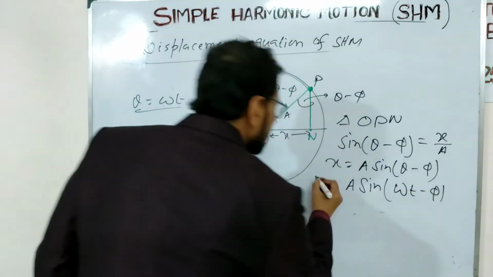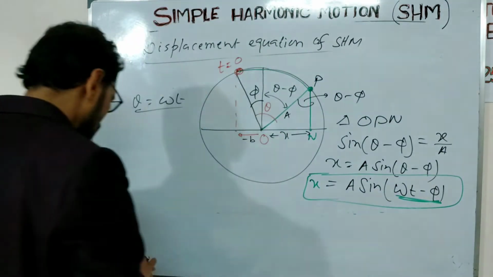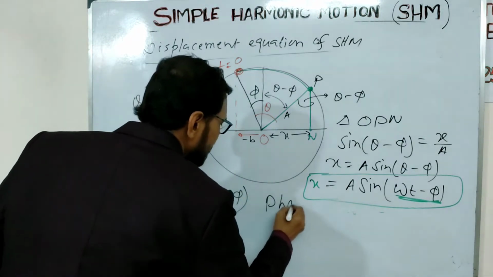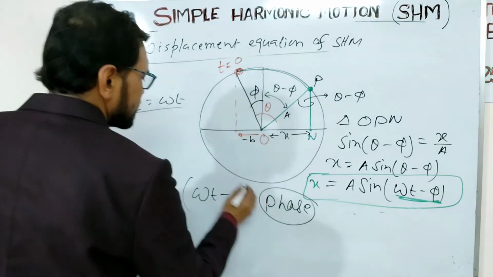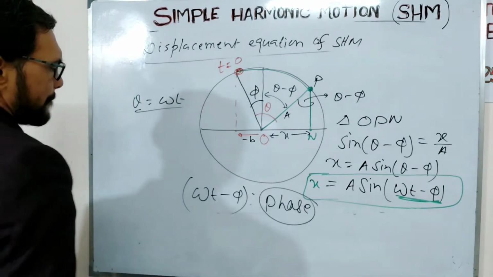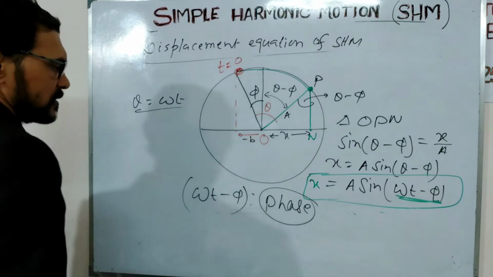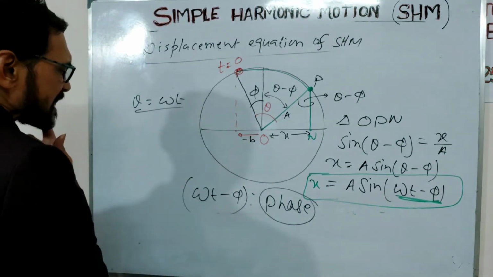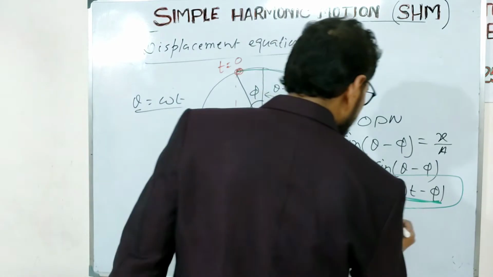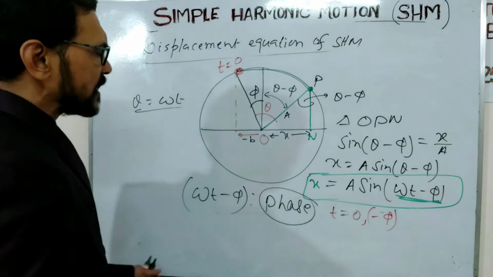So this is also an equation of SHM, where omega t minus phi is called the phase. Phase is the angle from which we can know the initial position of the particle. So if t equals 0, what is this angle? The angle is minus phi. So at t equal to 0, the angle will be minus phi. Minus phi means the particle is to the left.